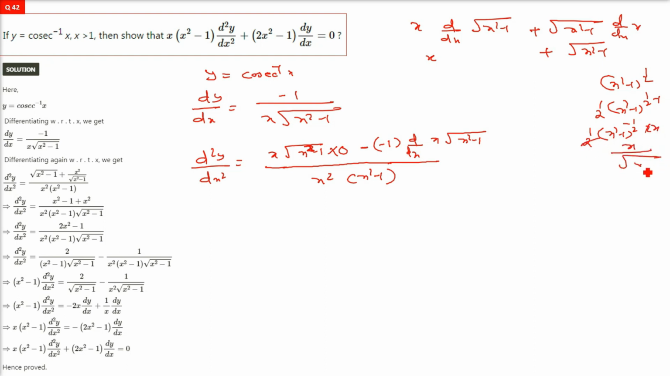This (x square minus 1) to the power minus half will go in the denominator, it will have a root. So this under root x square minus 1 will become x by under root x square minus 1. So we already have under root x square minus 1. If you want to resolve, you can resolve it here. So let us resolve it here.